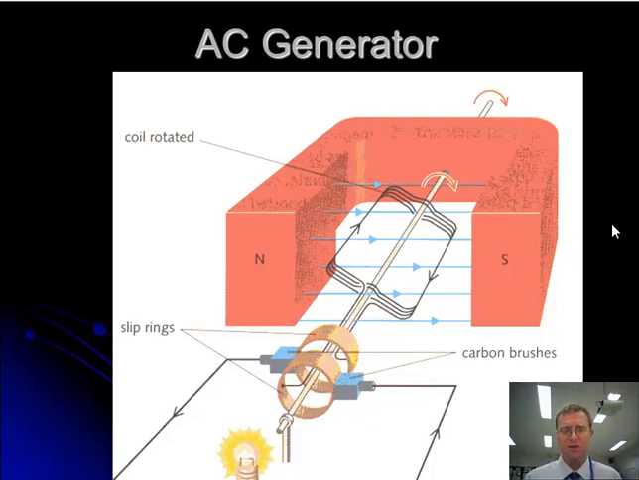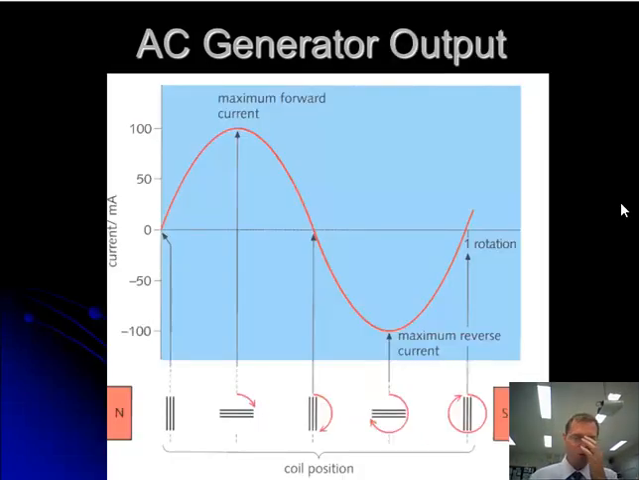Now let's think about what's actually produced by a device like this. We're ignoring what we use to cause the rotation. We're just saying that rotation occurs. So what is created here? As the rotation goes about, the current fluctuates as the coil position changes. When the coil is standing up, perpendicular to the magnetic field, the current will be zero for that moment in time.